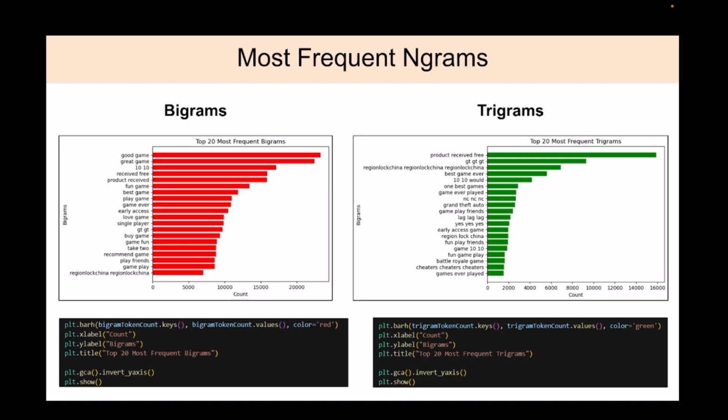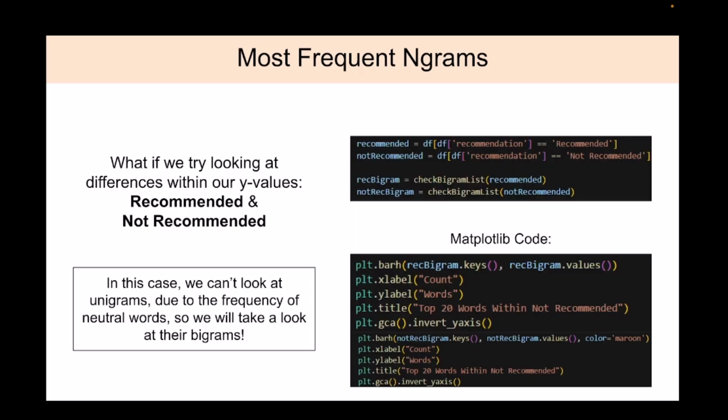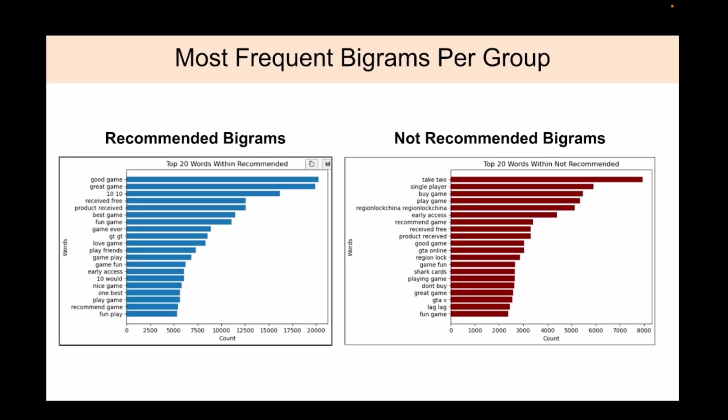But what if we also focused on the y-axis? What if we start looking into recommended and not recommended? In this case, we can't look at unigrams due to the frequency of neutral words, so we'll take a look at bigrams. Looking at this, on the left side with recommended bigrams, we can see that there are a lot of positive words. We can see 10 would, gameplay. You can't see that many negative words.